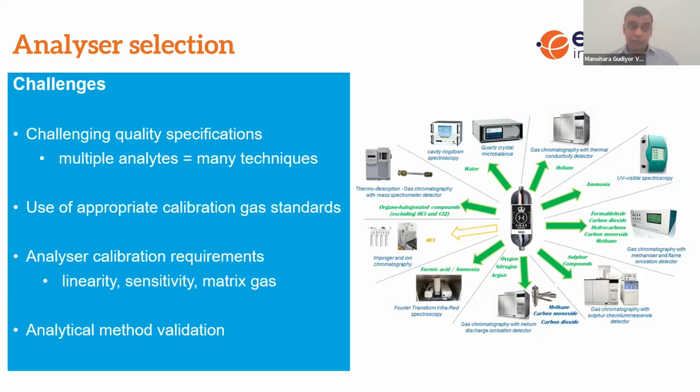And we also need to see what kind of analytical parameters one has to check in order to use that particular analyzer, like linearity, sensitivity, or matrix gas. Again, like Andy highlighted in the beginning, it's very, very important to calibrate these analyzers with the representative matrix gas rather than using SO2 in nitrogen. So it's very important to use SO2 in a CO2 matrix to calibrate, to measure the purity of CO2 in the stream that we're talking about. Another important thing is analytical method validation. I'm going to explain that in the next slide.